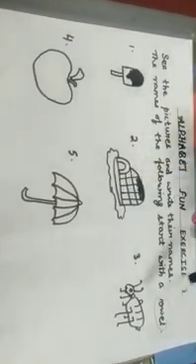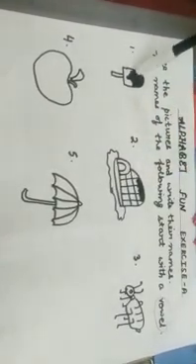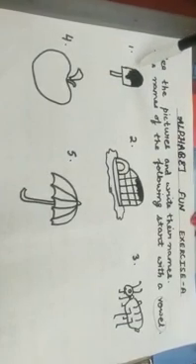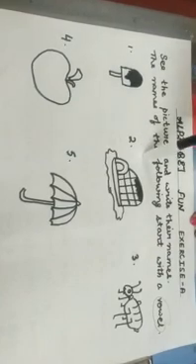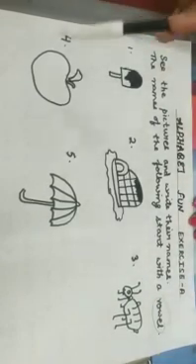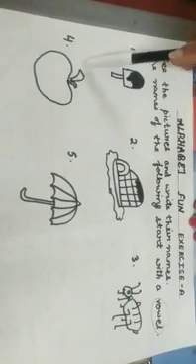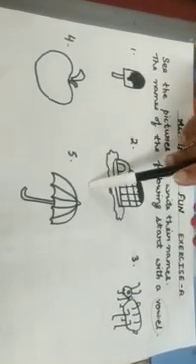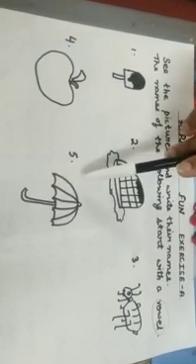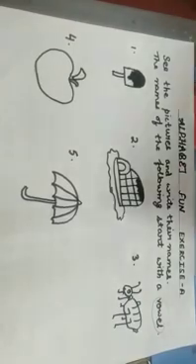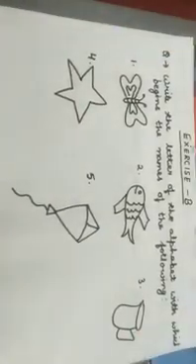So all these 5 spellings you can note down in your copy. Ice cream, I-C-E-C-R-E-A-M. The second one is igloo, I-G-L-O-O. The third one is ant, A-N-T. Fourth one is apple, A-P-P-L-E. And the fifth one is umbrella, U-M-B-R-E-L-L-A, umbrella.